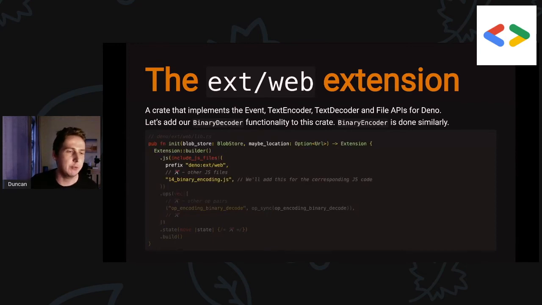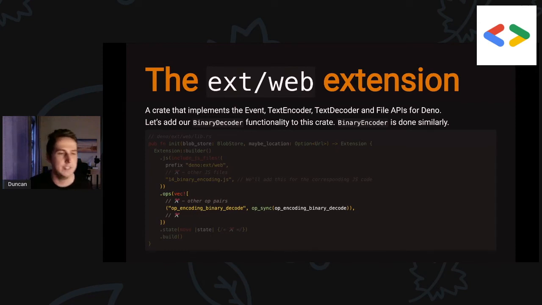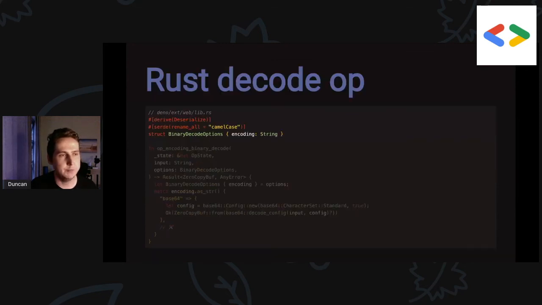So yeah, basically here we just want to add an extra JS file, binary encoding. There's a few others that are for like text encoder, text decoder, and file APIs. Then the next thing that we have in the builder pattern is we have op encoding binary decode. So this is basically a pair that maps the string name of the op to the actual Rust op that we're going to look at in a little bit. And then just some state-specific stuff that's not super important for what we're doing now. It's state for the extension. And then we just build that extension.